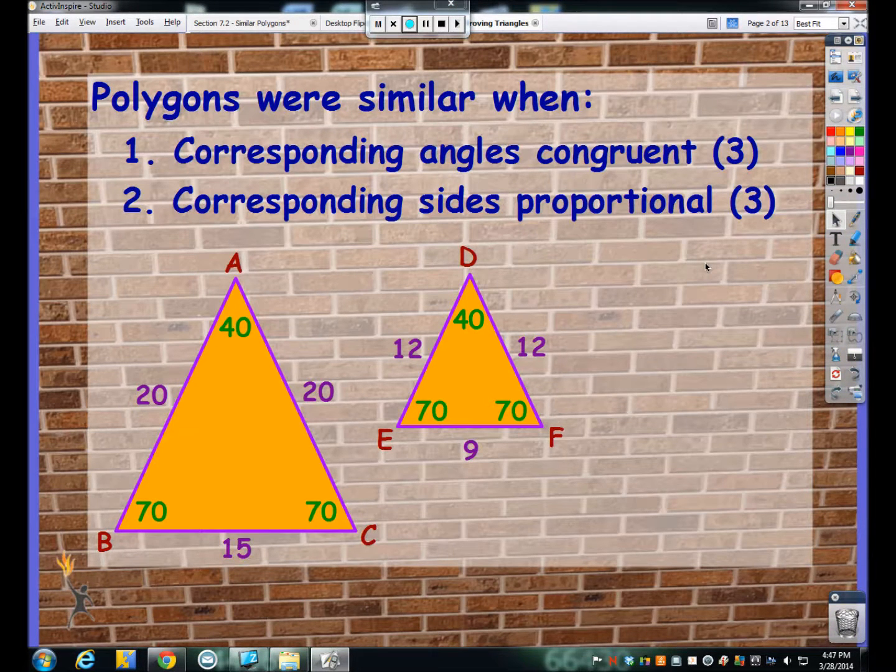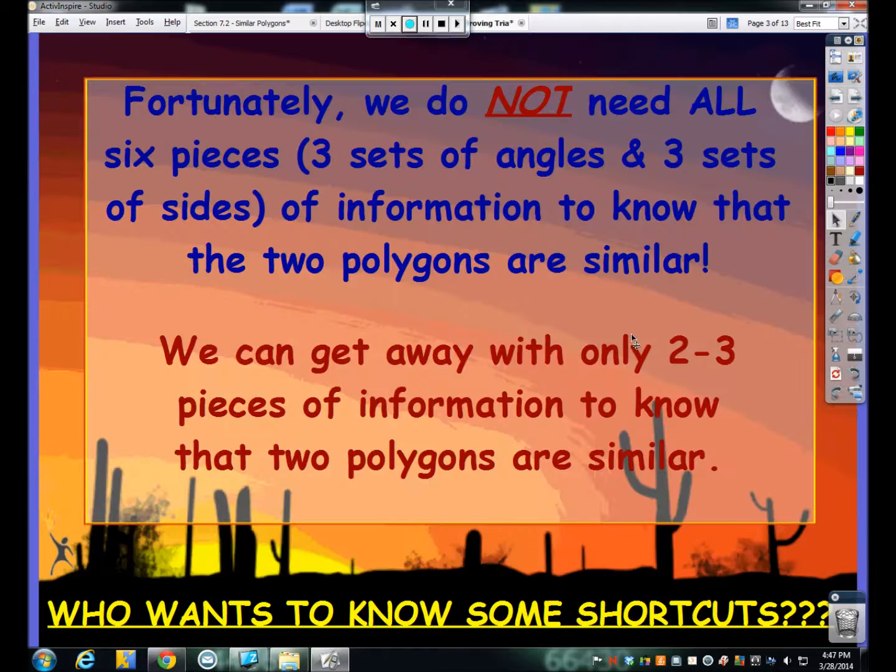Now, in the previous video, we talked about how you know that polygons or triangles are similar. If we focus on triangles, we would need to know that all 3 sets of angles match up exactly, and that all 3 sets of sides are proportional. So we could have 6 total things to examine here. But just like before with congruent triangles, we didn't need to know all of the sets were the same to say that they were congruent. So we do not need to know all 6 pieces, 3 sets of angles and 3 sets of sides. We can get away with even 2 pieces of information, or 3 pieces, just like we did before.